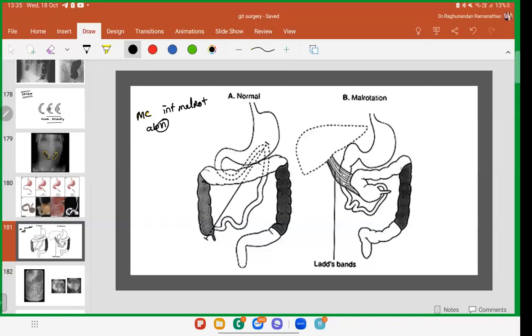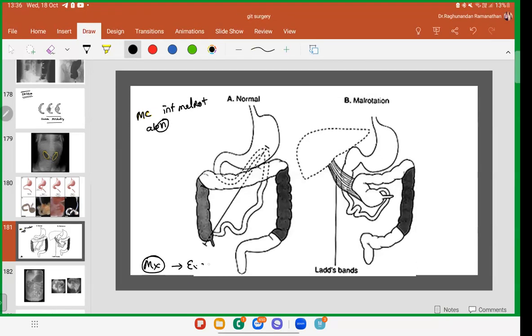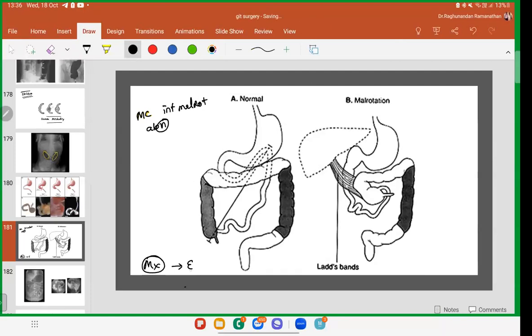Instead, what happens is that this cecum is going to be malrotated. It is going to be present in the right hypochondrium. So that is going to lead to Ladd's band. How do you manage this? Management is going to be excision. How do you manage this patient? Management is going to be excision of the Ladd's band.